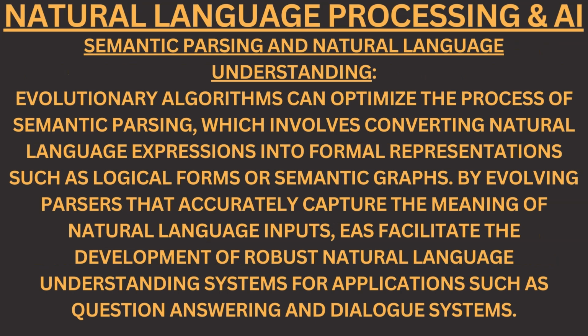Semantic parsing and natural language understanding. Evolutionary algorithms can optimize the process of semantic parsing, which involves converting natural language expressions into formal representations such as logical forms or semantic graphs. By evolving parsers that accurately capture the meaning of natural language inputs, EAs facilitate the development of robust natural language understanding systems for applications such as question answering and dialogue systems.